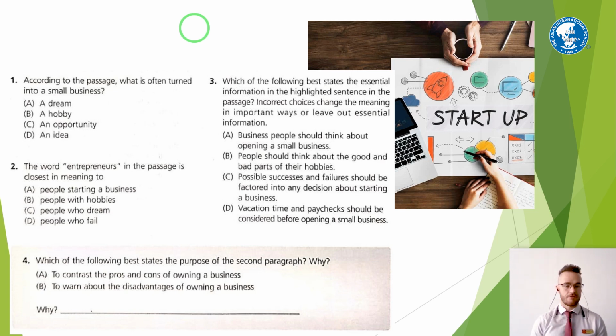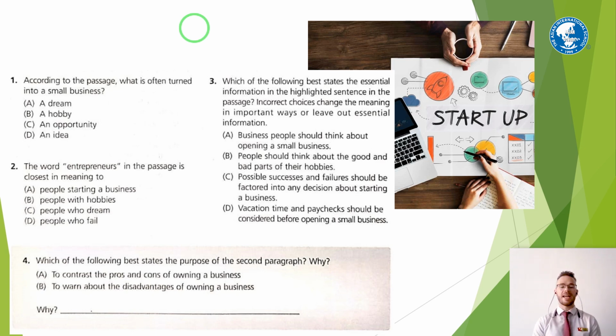Okay, question 4. Which of the following best states the purpose of the second paragraph and why? So we're looking below the highlighted sentence of the second paragraph. What was the purpose? Was it A, to contrast the pros and cons of owning a business? Was it B, to warn about the disadvantages of owning a business? You also had to justify this and say why.